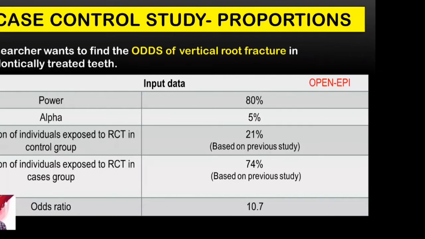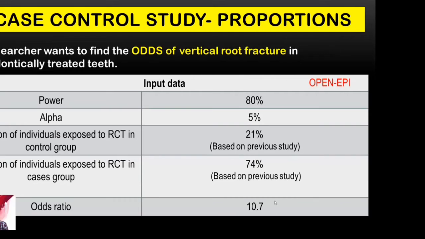What is the case here? Case is VRF. What is controlled here? Patients who do not have vertical root fractures. Now, what we need to do is they are conducted based upon the previous study. They found that the proportion of the patients exposed to root canal treatment in the control group to be 21%. Control group is no VRF group, whereas the proportion of patients exposed to root canal treatment in the VRF group is 74%. Now they have got this data.